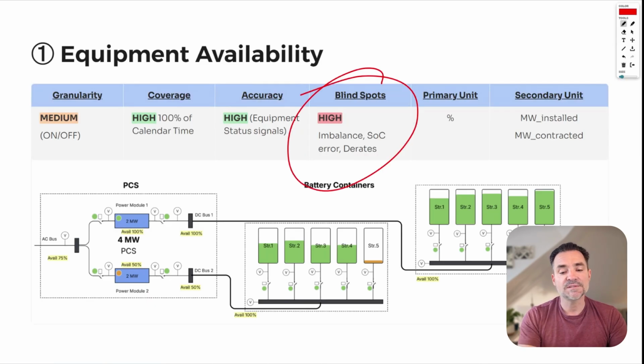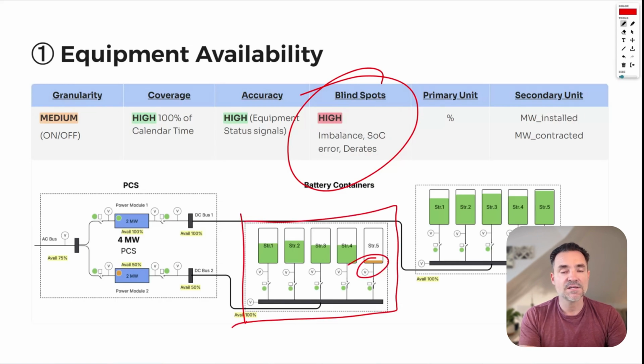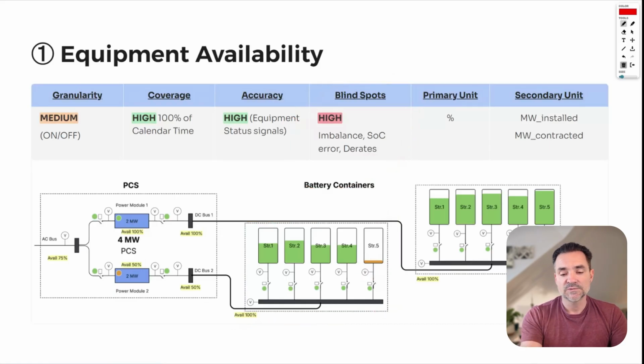But the bigger problem is there's a bunch of blind spots. In this very simple example, you can see that this one battery string is empty. So there's one battery container that's not going to be able to be discharged. Eventually the BMS from that battery container will tell the PCS to stop discharging it, and then it will stop being available. So equipment availability might not catch these conditions because every string is going to be connected. The PCS and every module might be fully operational, but we're going to have some derating.